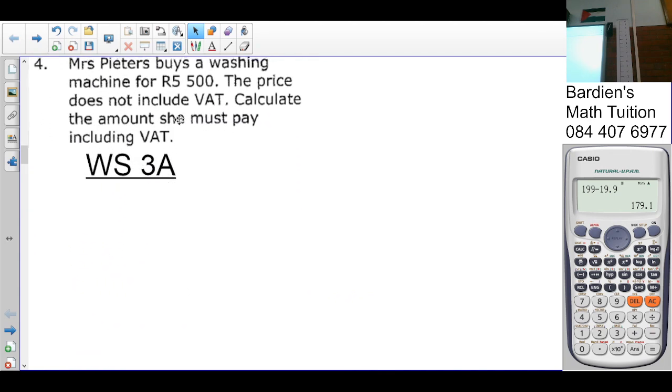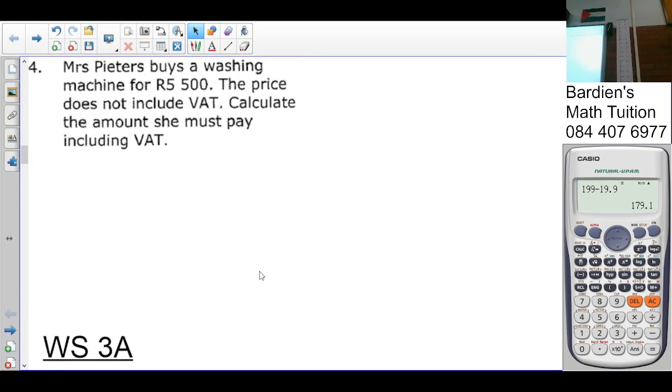Number 4. We are told that Mrs. Peters buys a washing machine for 5,500. It's a good couple of years ago. The washing machine now is more expensive, like 7,000 or 8,000 Rand. But it also depends what type of machine you buy. It might be much more than that as well. But anyway, she buys a washing machine for 5,500 Rand. The price does not include VAT. What is VAT? Value added tax. Calculate the amount she must pay, including VAT.